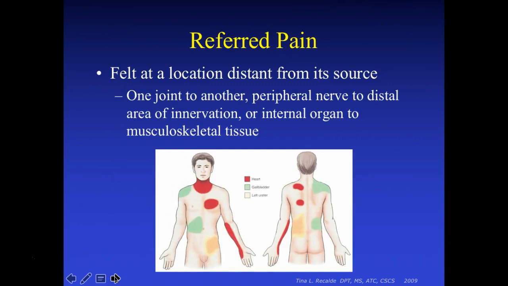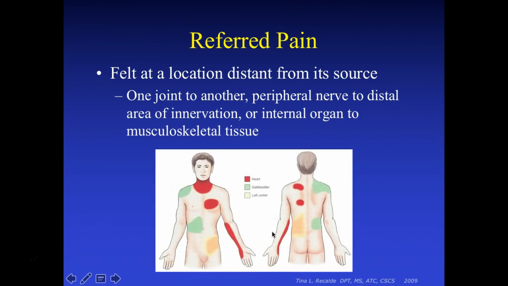Referred pain is pain felt at a location distant from its source. So one joint to another, a peripheral nerve to the distal area of its innervation, or an internal organ to musculoskeletal tissue. We call that more of a visceral referral pattern. So here we have the heart, which is an internal organ, and you can see where it can cause these different areas of referred pain, which means we want to go to the ER, correct? You have the gallbladder, which will give you shoulder pain and sometimes that lateral flank pain. The left ureter will also give you some groin pain.